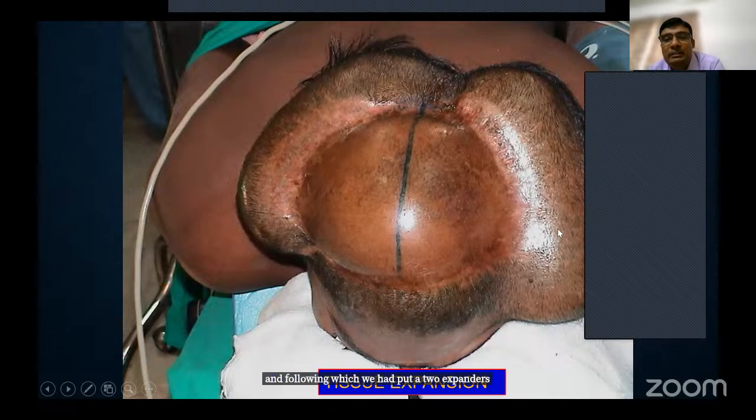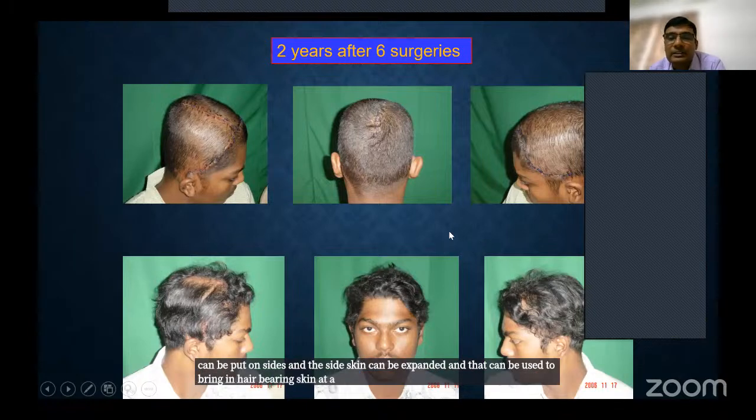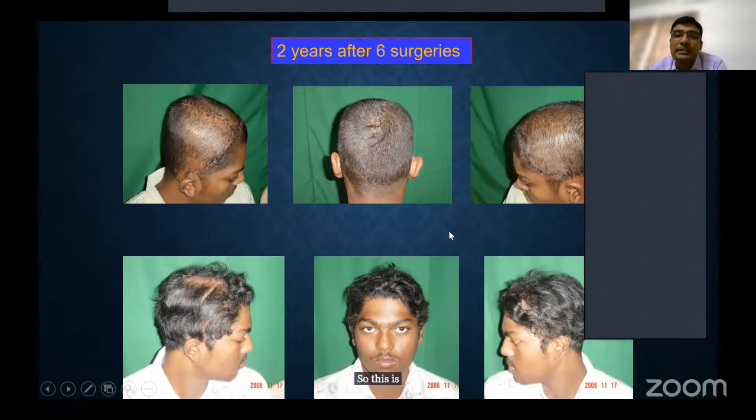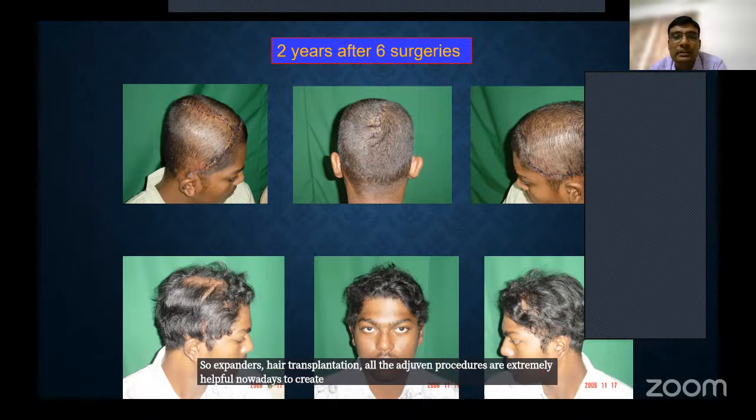This is the advantage: once you have good healing of the tissues, expanders can be put on the sides, and the side skin can be expanded, and that can be used to bring in hair-bearing skin at a later date. So this is a post-operative result. Expanders, hair transplantation, all the adjuvant procedures are extremely helpful nowadays to create a good aesthetic result also.